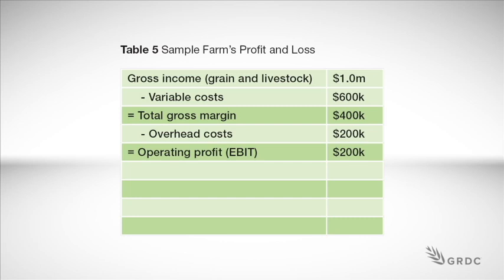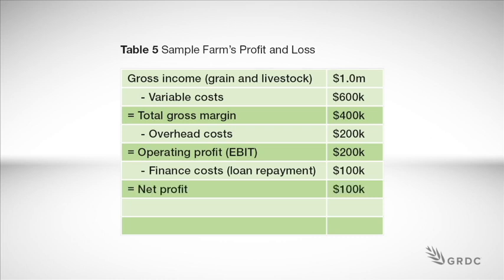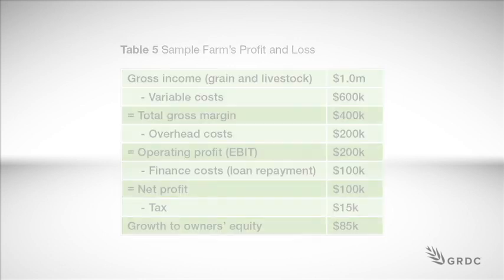That's the return to total capital and is 3.6% return on the capital invested. The financiers of the business need a share of that, so they take an interest of $100,000, which is 10% on the $1 million loan. Leaving a net profit of $100,000 to the owner. With tax of $15,000 that leaves growth in owner's equity of $85,000 for the coming year. A return to owner's equity of 1.9%.